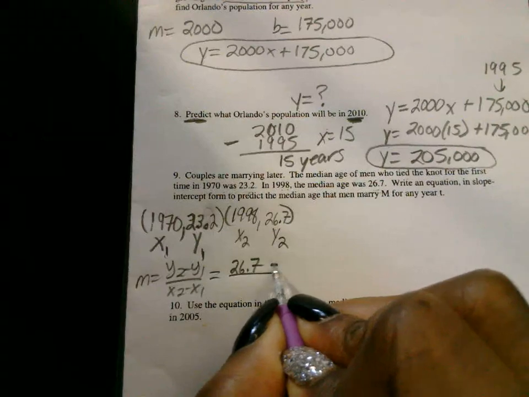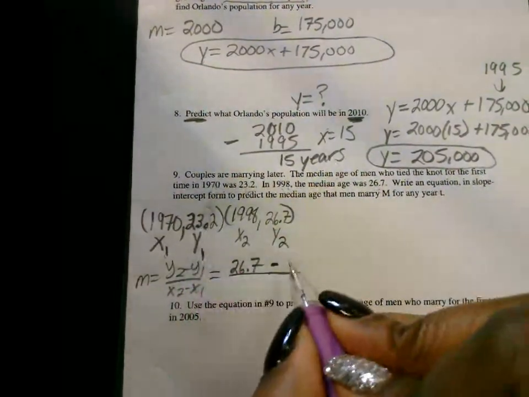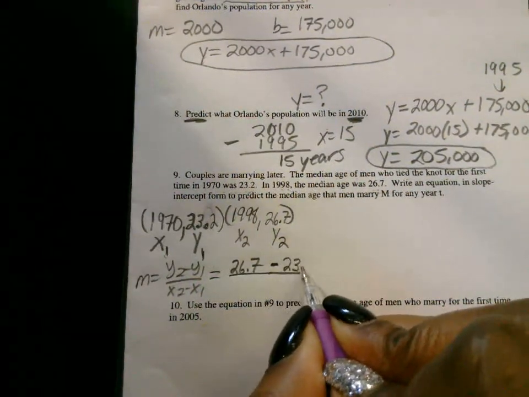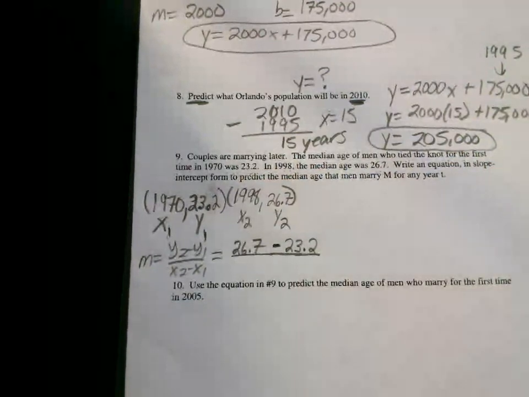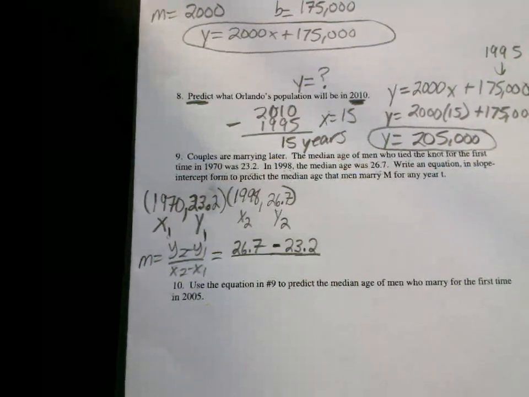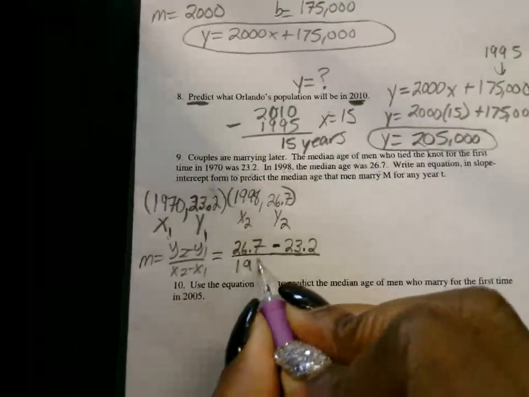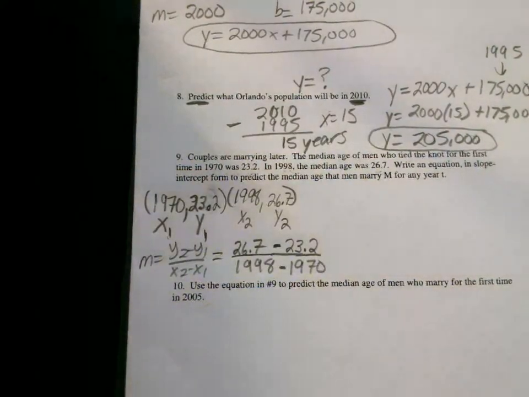26.7 minus, we got 23.2. Do you see that? Okay. Are you okay with it? Okay. On the bottom, what are we going to subtract? 1998 minus 1970. Good job.